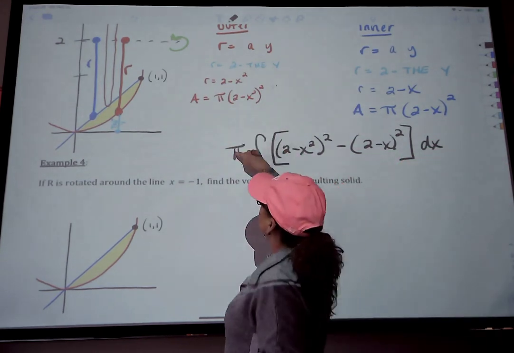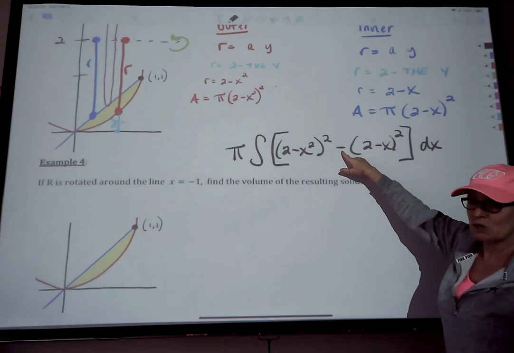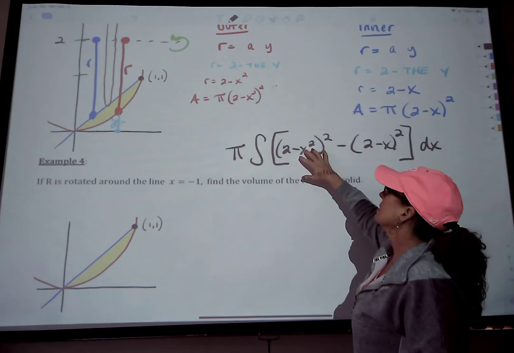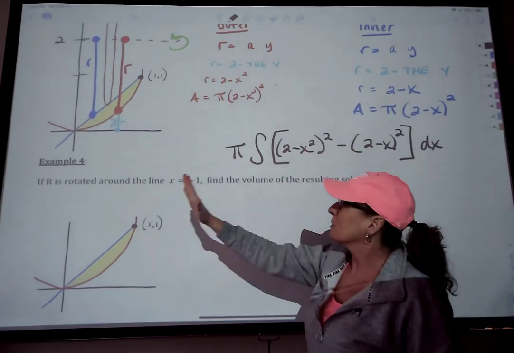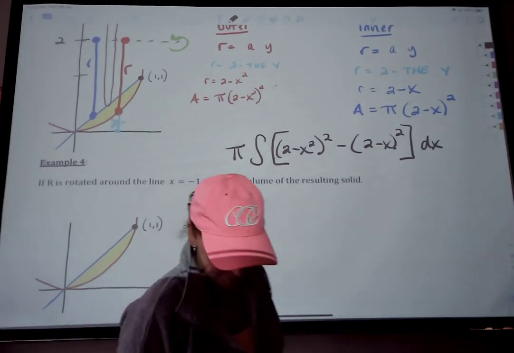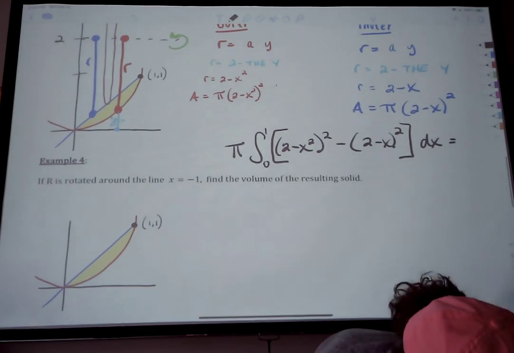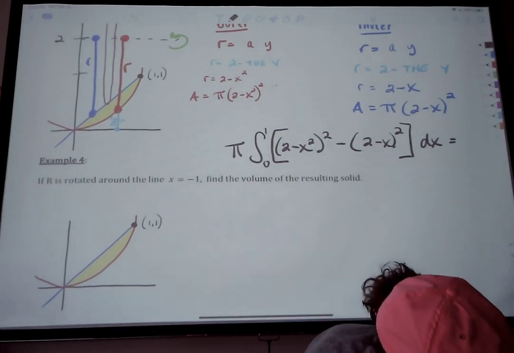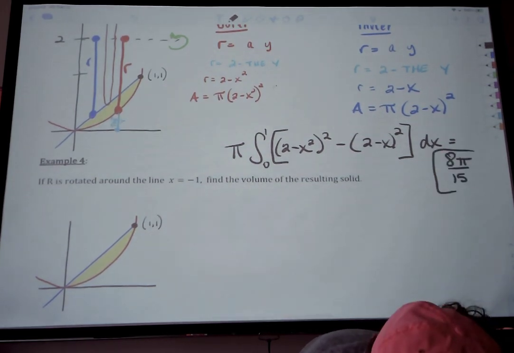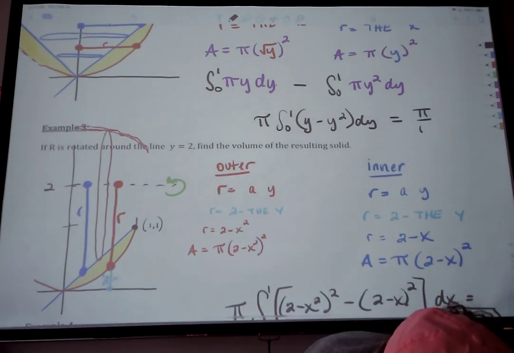Okay, so I pulled the pi out from each. I wrote this quantity here. I wrote this quantity here. Remember, I'm subtracting the two areas. These are area representations. Subtracting the two areas. And our plates start stacking here, and they stop stacking here. So it's going to go from 0 to 1. Turns out my answer comes out pretty clean. It is 8 pi over 15. I never did this one up here, my bad. This one I got pi over 6.